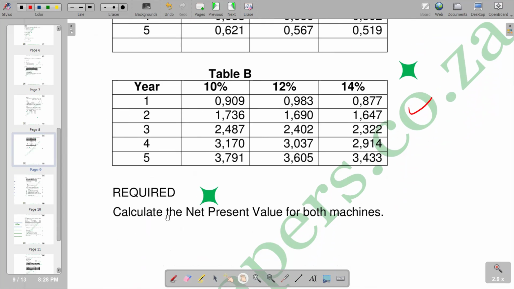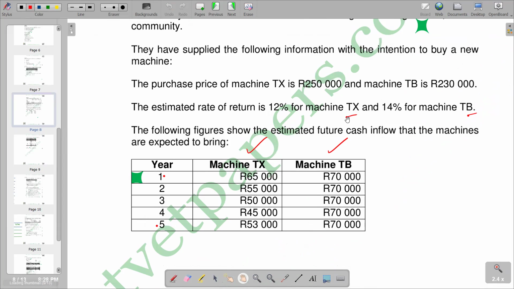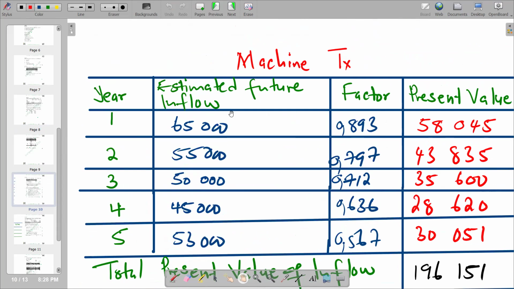And then the question part is to calculate the net present value for both machines. So on the calculation of net present value, we are going to calculate for both machines, of course, machine TX and machine TB. We're going to start with the calculation of machine TX, whereby this is our answer section for machine TX.